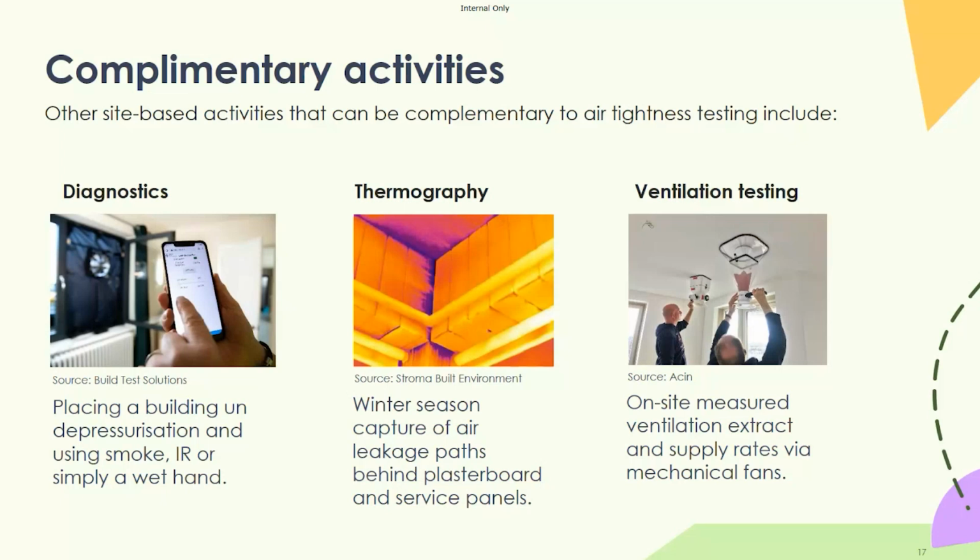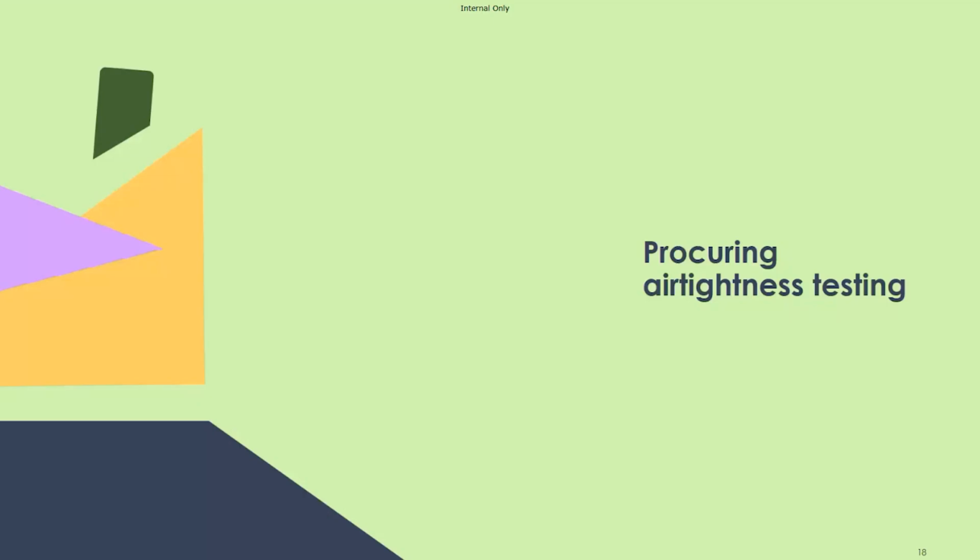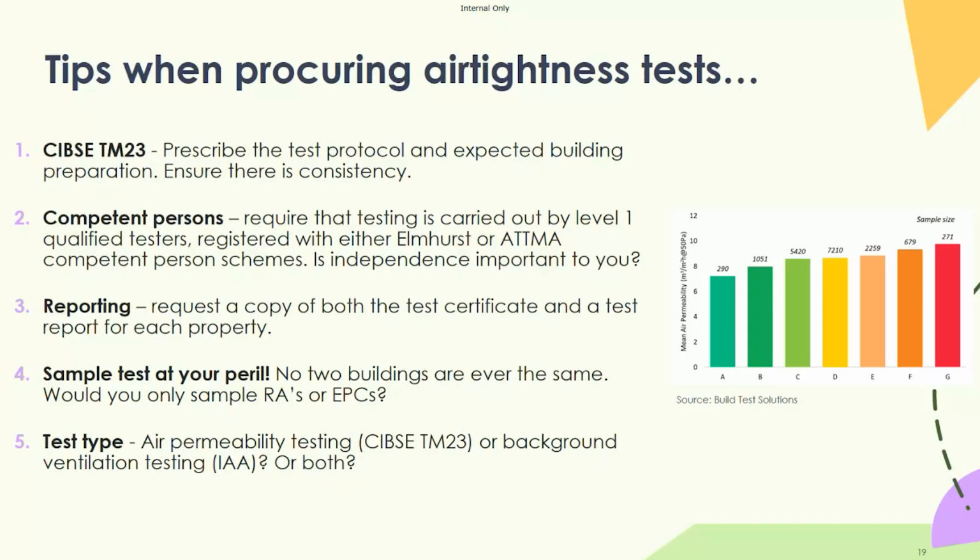Is it in line with what the specification says it should be doing? That's always worth checking. Ordinarily, surveys are just visual: yeah, there's a fan there, yeah, I can see it's spinning away, but you don't really know if it's delivering the extract rates that you need until you measure it. Final slide then, just a few closing tips on procuring air tightness.